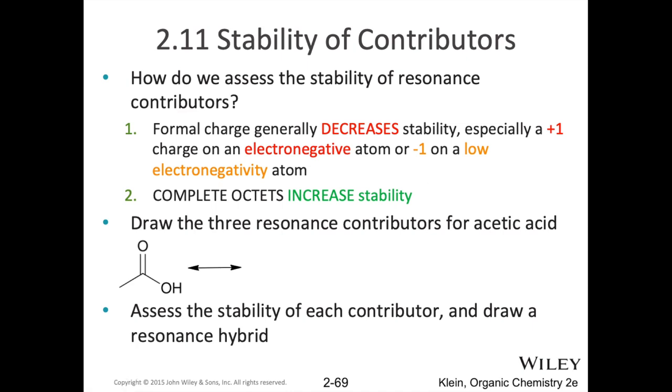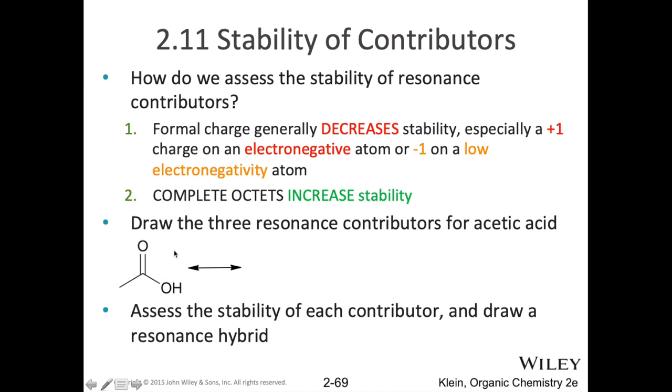While we've seen examples of atoms that go under the octet rule, generally speaking, an atom is more stable if it's neutral and it has a complete octet. Okay, let's try an example. Here we have acetic acid. Remember that each of those oxygens has two lone pairs that aren't shown. Go ahead and draw resonance contributors for this acetic acid.